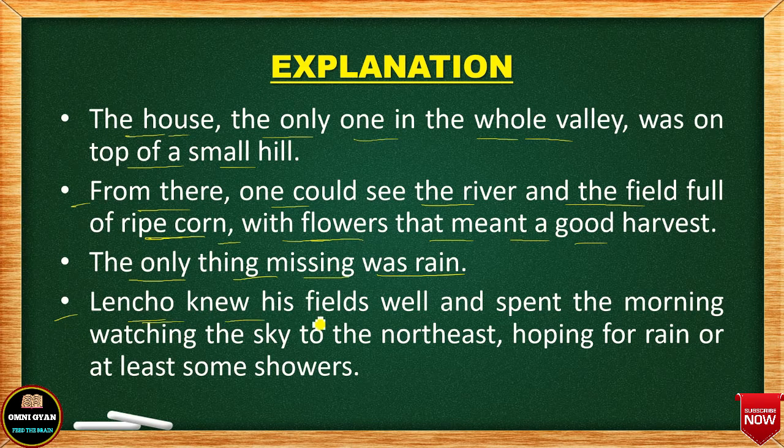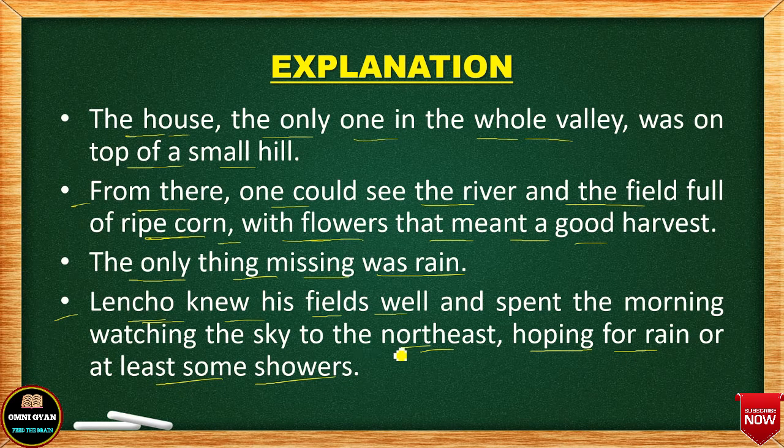Lencho knew his fields well. तो Lencho अपने फील्ड में, खेत में काम करता है. He knew his fields very well and spent the morning watching the sky to the northeast. Okay, हर सुबह वो आसमान की तरफ देखता है. Every morning he would be looking at the northeastern part of the sky, hoping for rain or at least some shower.